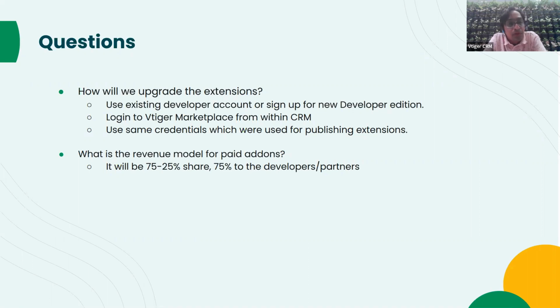And if you again package with the same name, and if you publish it, we give you an option to upgrade. And if you upgrade, whatever the new extension has the ability, that will replace the older one. So this is how the upgrade process is. And then for the paid add-on, what's the revenue model? So right now we will be doing a 75-25 share, where 75% will go to the partners or the developers who are building these extensions and publishing them to our marketplace.